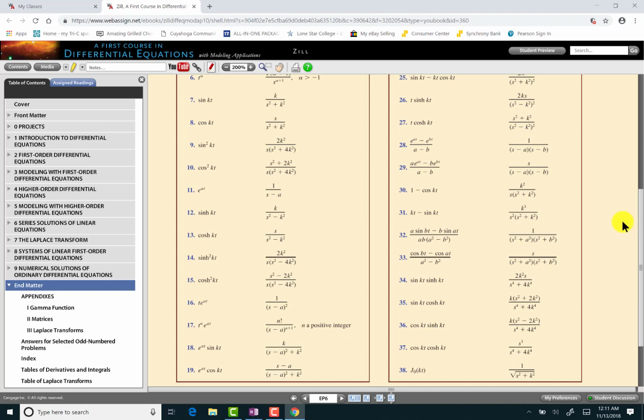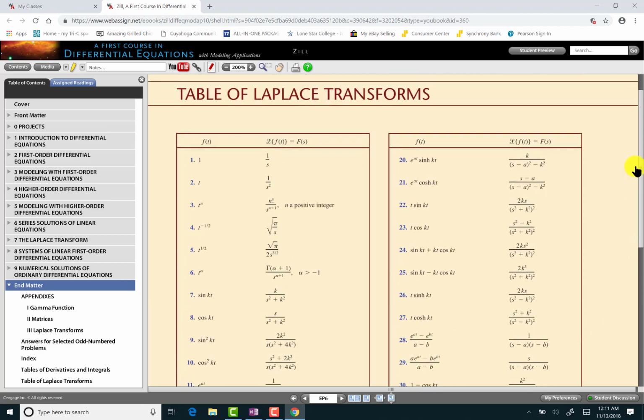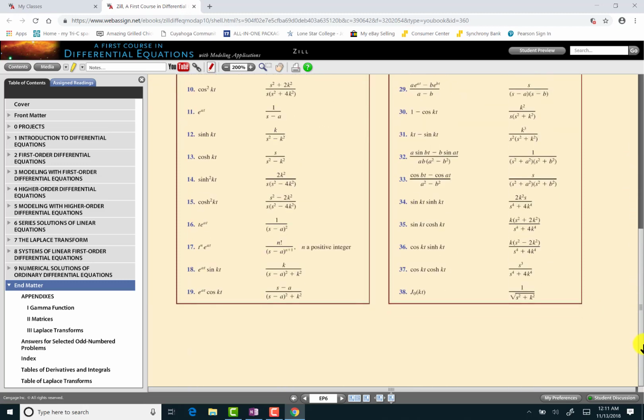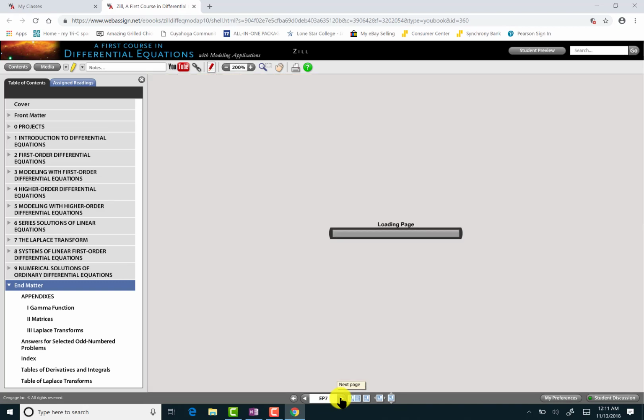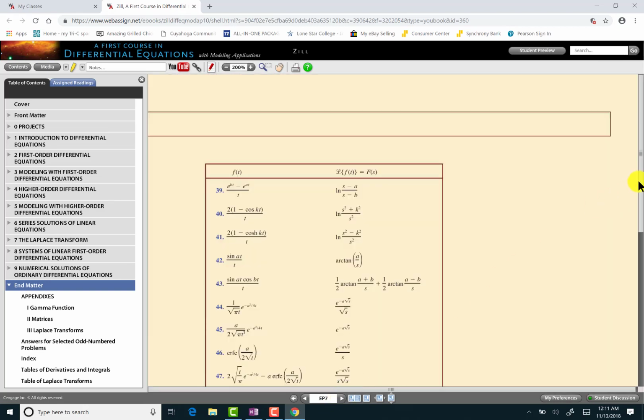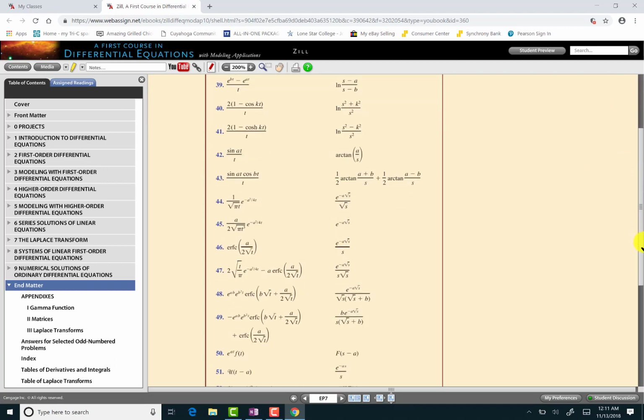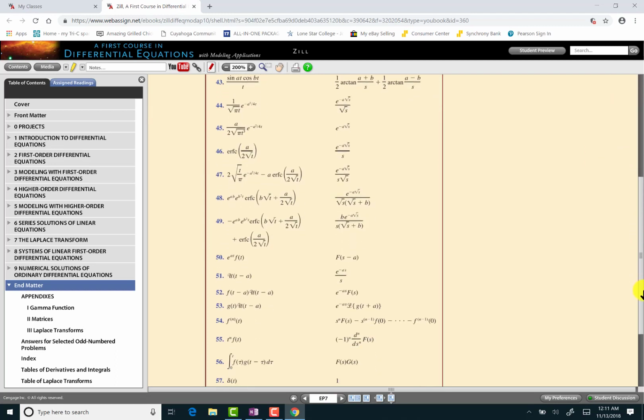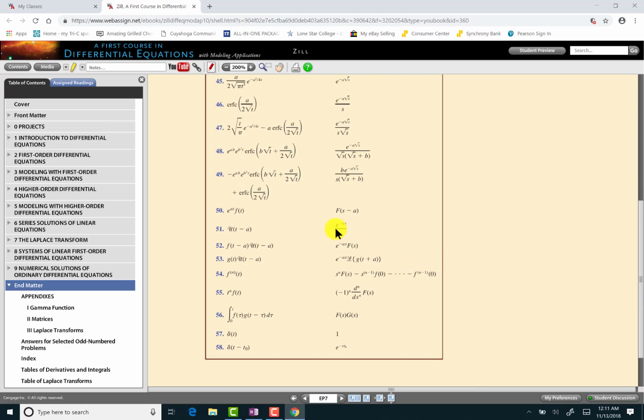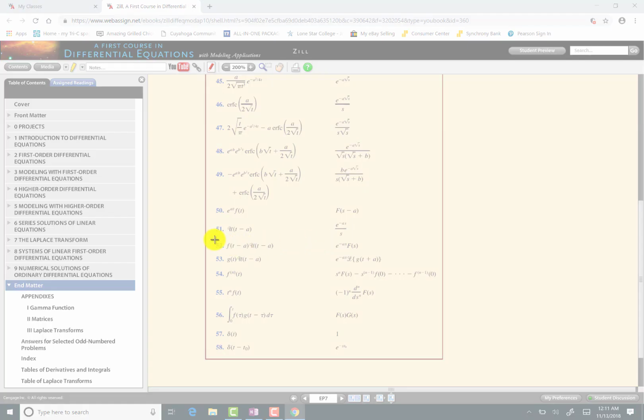I don't see anything with an e to the negative s. There's more than just this page. There's 3 pages, I believe, of this stuff. Right here we have it. Let me get it. I just found it.